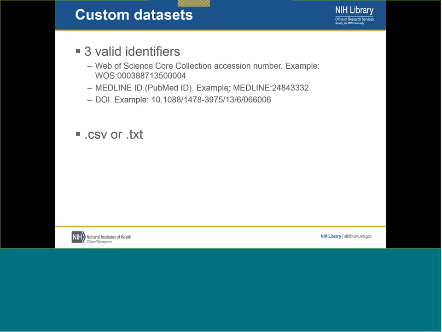You can also use the PMID number. It's just that you have to add something, MEDLINE colon, in the front. This is the format that they recognize. So you can use either one of them, any one of them, or use a combination of them, save that either as a CSV file or as a text file, and then load it to Insights. So this is how you can do your custom datasets.